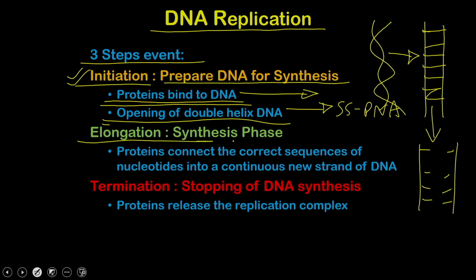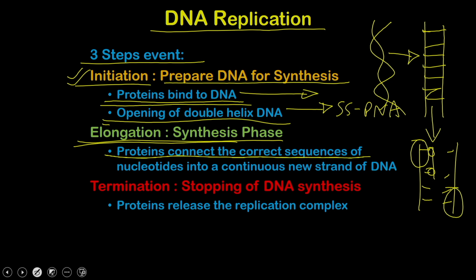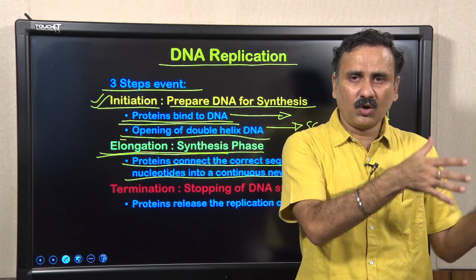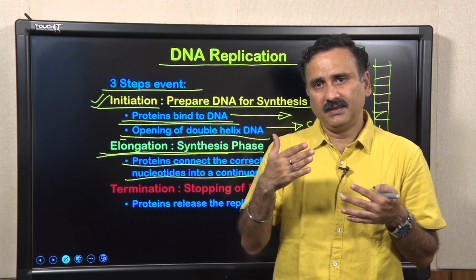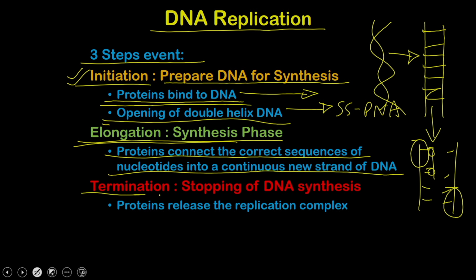Then you have the elongation step. In the elongation step the DNA machinery is going to sit onto this strand as well as onto this one, and then it starts adding the nucleotides, and that is how it starts the synthesis of the second strands. In the elongation step the protein will connect the correct sequence of nucleotides into a continuous new strand of DNA, and once the DNA machinery reaches the end of the sequence, it is going to stop the synthesis, and that is the third step, the termination, which stops the DNA synthesis.